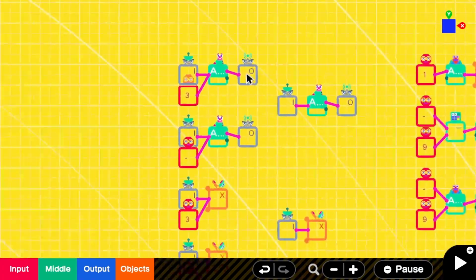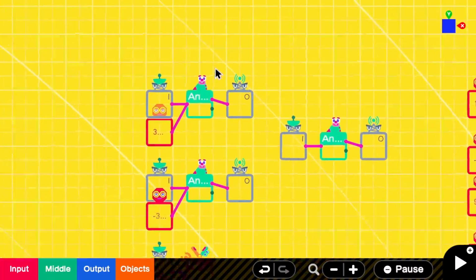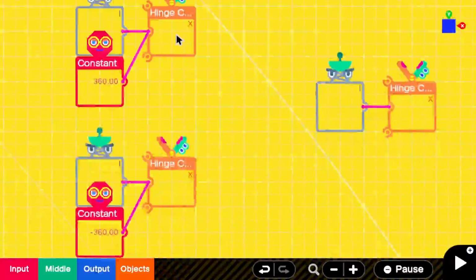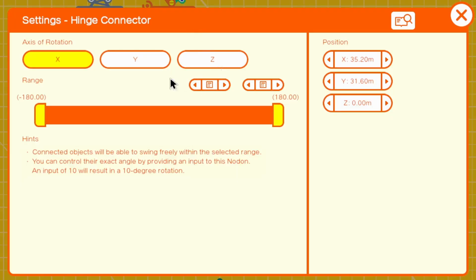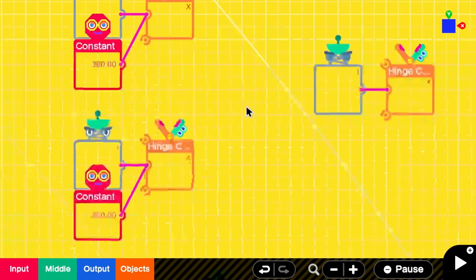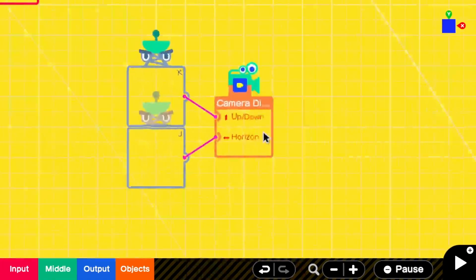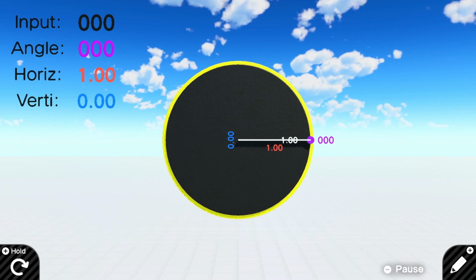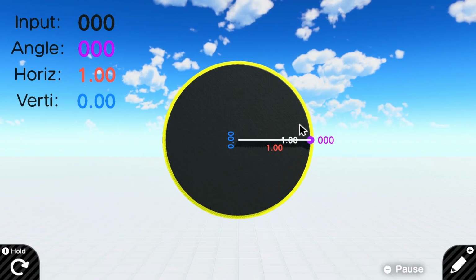And note here, the nodons where this works are the angle to position nodon, all of the hinge connector nodons, so X, Y, and Z, it doesn't matter. 360s don't change the result. And also the camera direction nodon, so both of its inputs also expect angular inputs. Now note that this only works for those three nodes specifically.